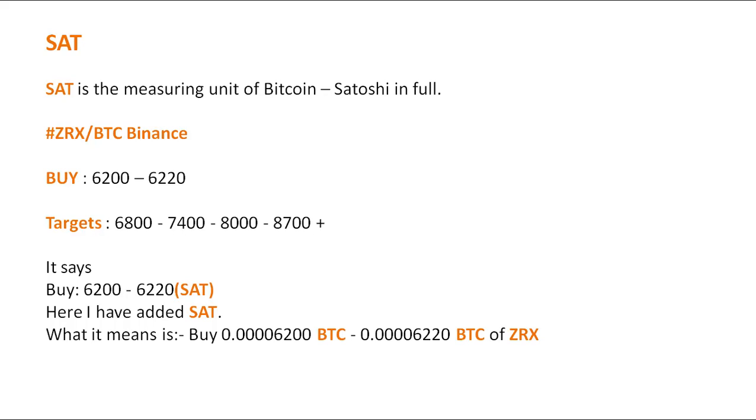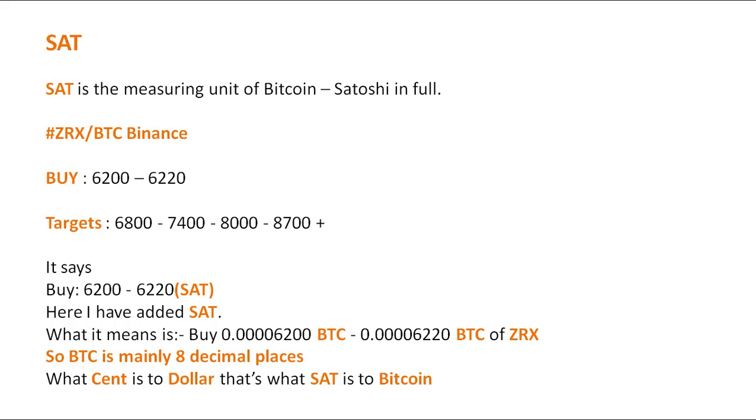When you see SAT, the SAT means Satoshi, and when you are given a particular value in SAT, what you do is make sure that the decimal point is up to 8 places, as we have seen. So you add the number of zeros in front of that particular target or buy zone to make it up to 8 decimal places. When you subscribe to a particular trading signal, you'll be getting something like this in SAT. Nobody has time to complete it, so when you want to trade, you have to complete it by yourself. BTC is mainly 8 decimal places. What cent is to dollar, that's what SAT is to Bitcoin.